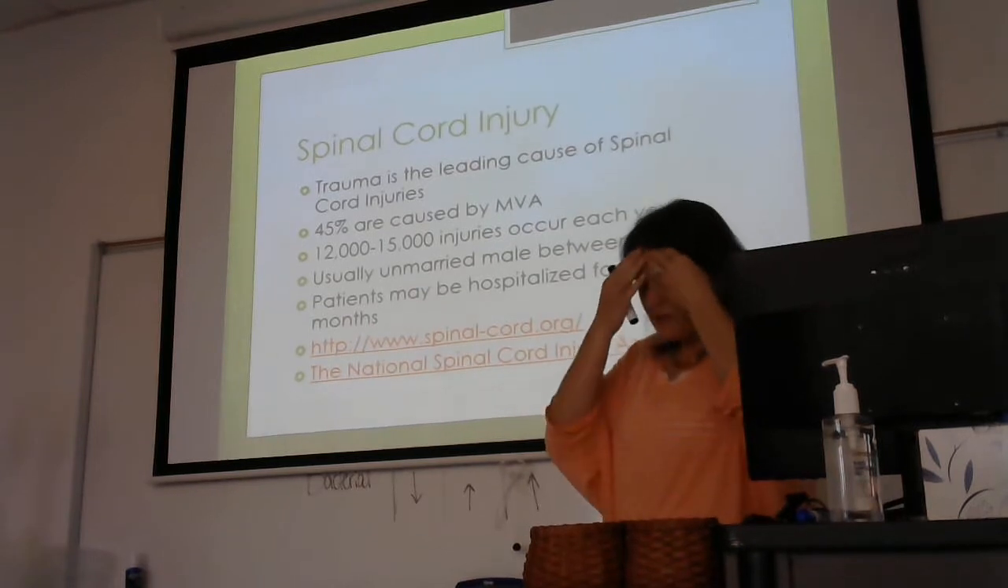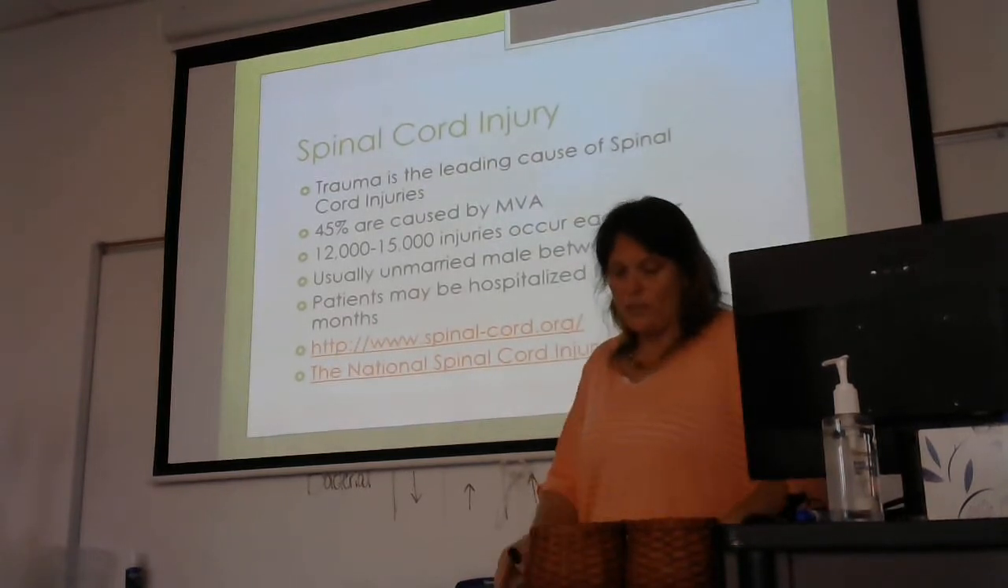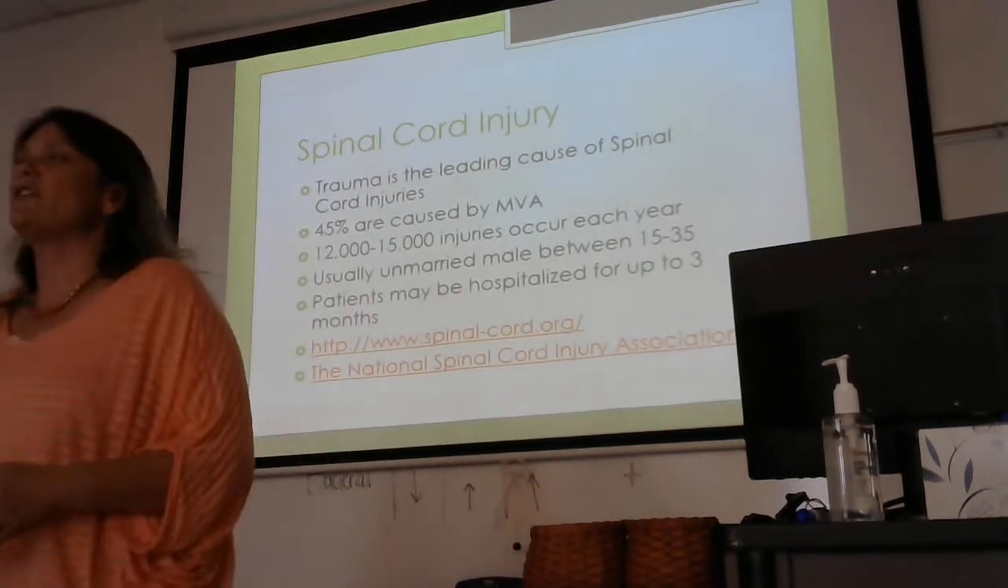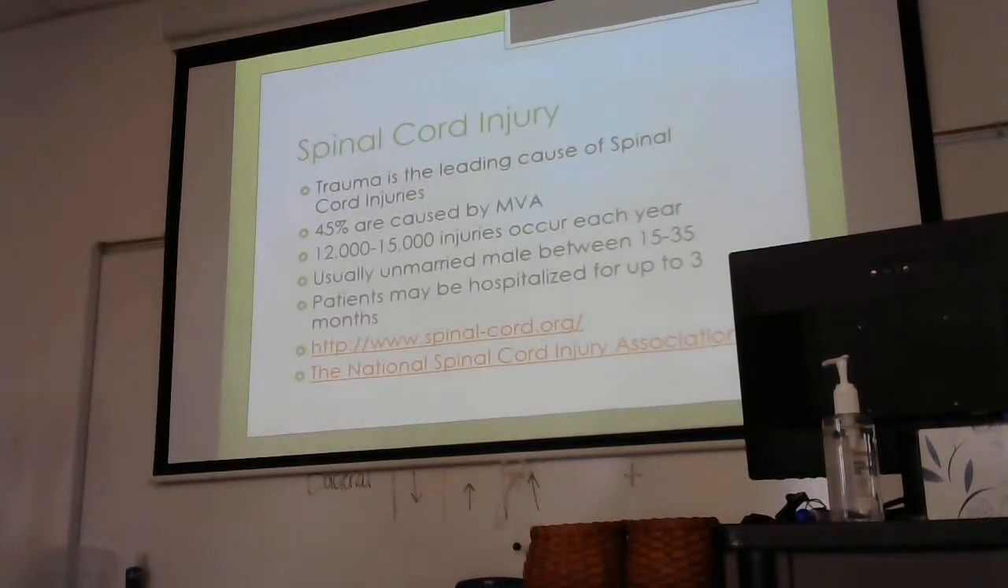Spinal cord injuries are another one that we talk about. When we talk about spinal cord injuries, we really have to look at a very specific population. We see the majority of our spinal cord injuries in unmarried men between the ages of 15 and 35. That's a very specific population. Why is that?